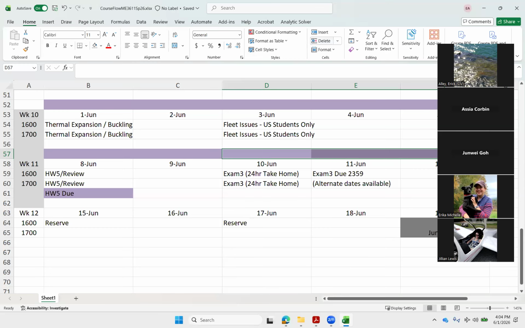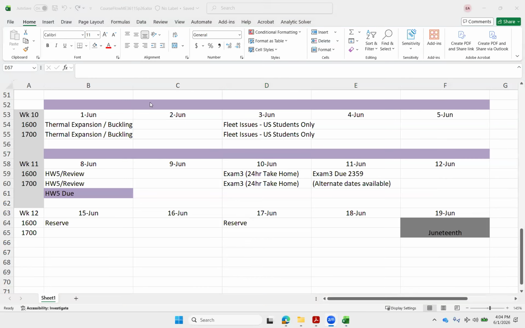Today is going to be the last of our new material for the class. So we're going to be talking about thermal expansion, and then buckling. We'll review our basic elementary buckling theory and then apply that to some thermal expansion cases as well. So this will be our last regular class, last of the new material that we'll have in the class, which will line up with about a week from our last homework review.